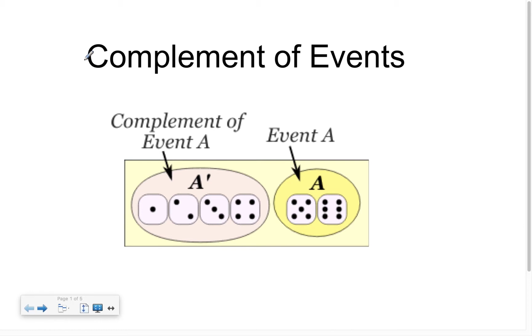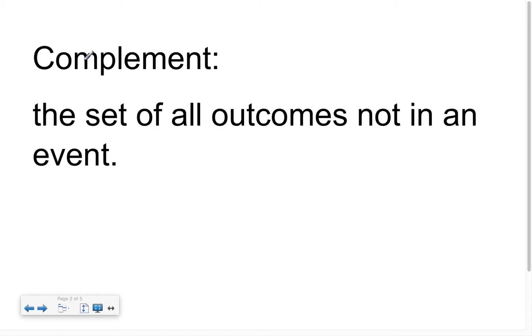Okay, if we look at this image here, we have event A. So event A is rolling a 5 or a 6 if we're looking at a six-sided die. The complement of A is rolling a 1, 2, 3, or 4. So if event A is rolling a 5 or a 6, the complement is going to be anything else that can happen. That's exactly what the complement is. The complement is the set of all outcomes not in an event. So on that first one, the event was rolling a 5 or a 6. The complement was rolling anything else.